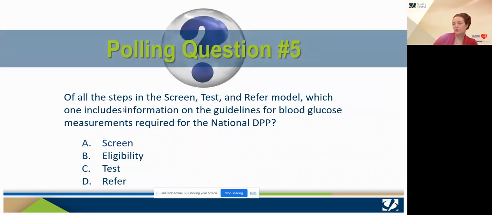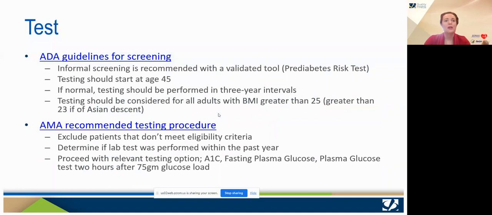So this next polling question, and again, because of time, we're going to skim through it a little bit, is around the steps of screen, test, and refer. So which one includes information on the guidelines for blood glucose measurement? So we talked about screening. Now we're talking about testing. And this is where it gets specific. This is for those with electronic health records and the ability to look at patients' medical charts because it is about testing patients' blood glucose.